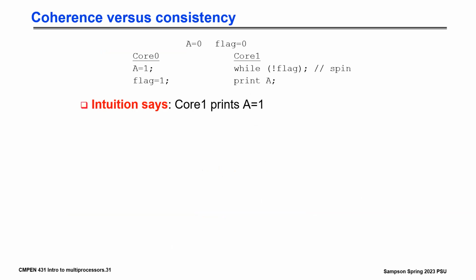Okay, so let's make this a little more concrete, to understand why consistency matters. Let's just say that a long time ago, A was 0 and flag was set to 0. Right? So in the before times, all was 0. Then on core 0, we're going to execute these two instructions, A equals 1, flag equals 1. Core 1 is going to run this code here: while not flag, do nothing. And then once flag becomes 1, print A. Okay.